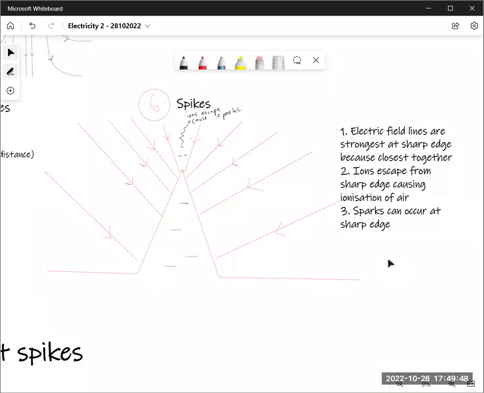Say it after me. The more close the field lines are, the stronger they are. The more close the field lines are, the stronger they are. Not sharper, the stronger. All stronger.